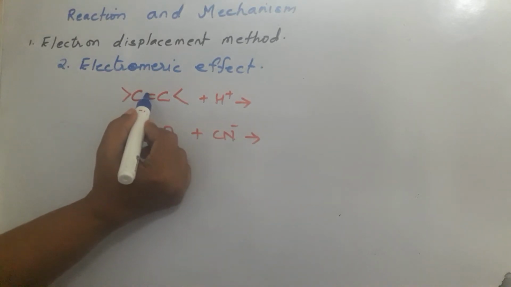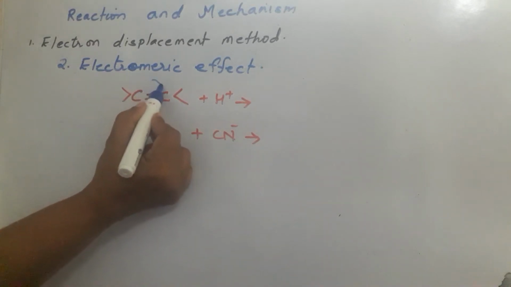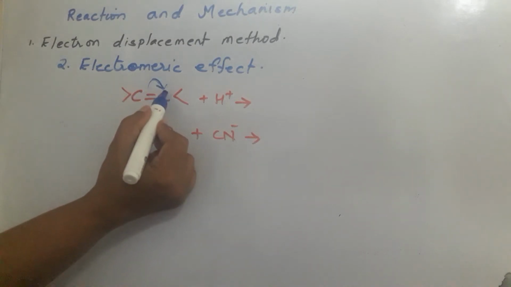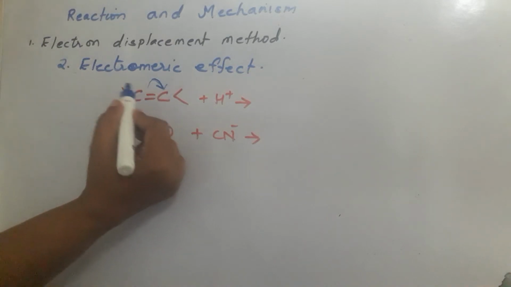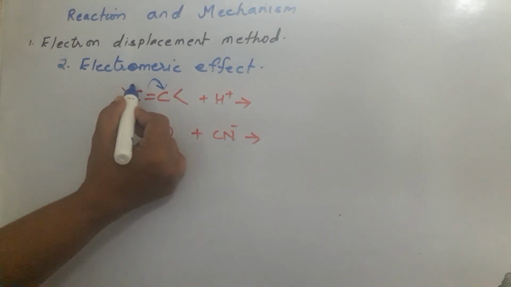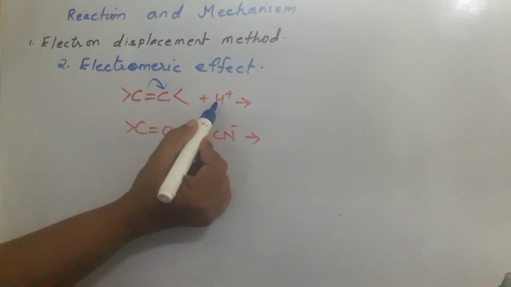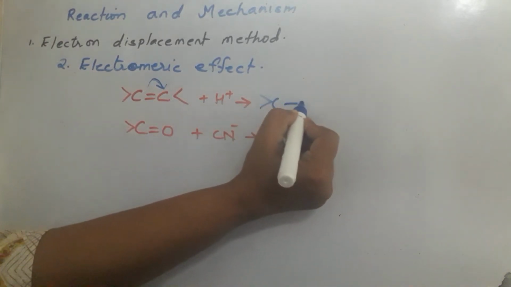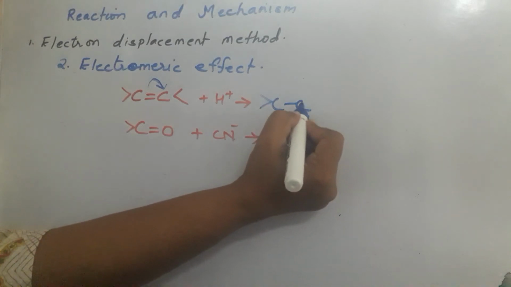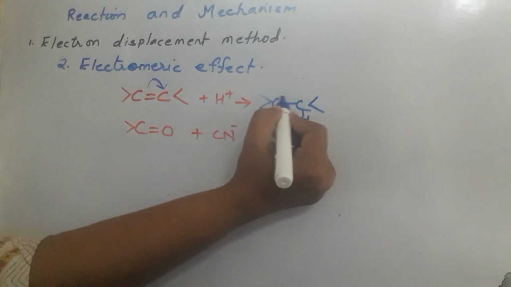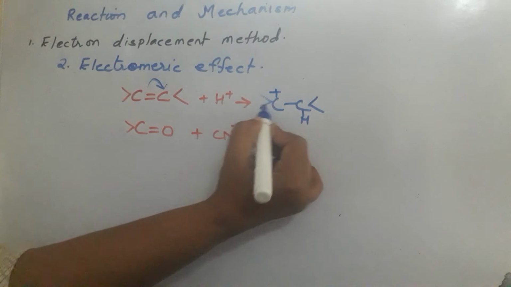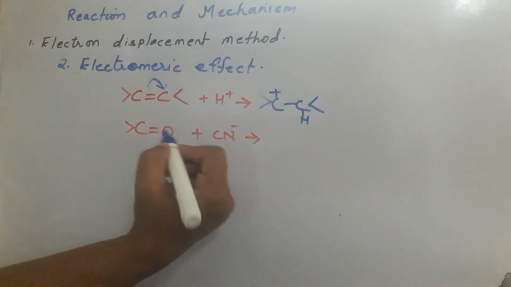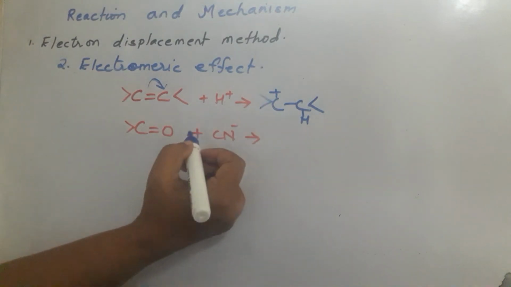This pi electron gets shifted to one of the atoms, and it gets completely transferred to one of the atoms, developing a negative charge on this carbon and a positive charge on this carbon. To the negative carbon, H plus will be attached. So you will get a product where H is attached to the first carbon, which was negatively charged, and the second carbon is positively charged. Now this is a type of electromeric effect.